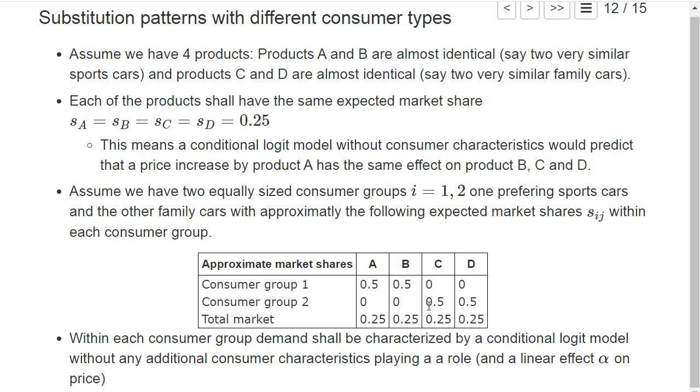Now the question I want to ask you, does this model where we have the 2 consumer groups allow for more flexible substitution patterns? So will it be the case with these 2 consumer groups that if we increase the price of product A, it has a bigger effect on the other sports car B than on the family cars? Make a guess.